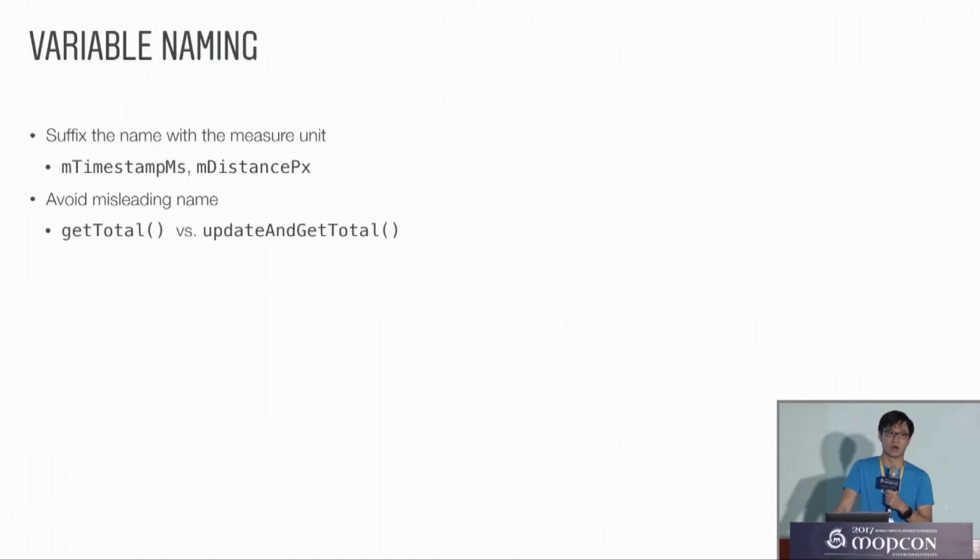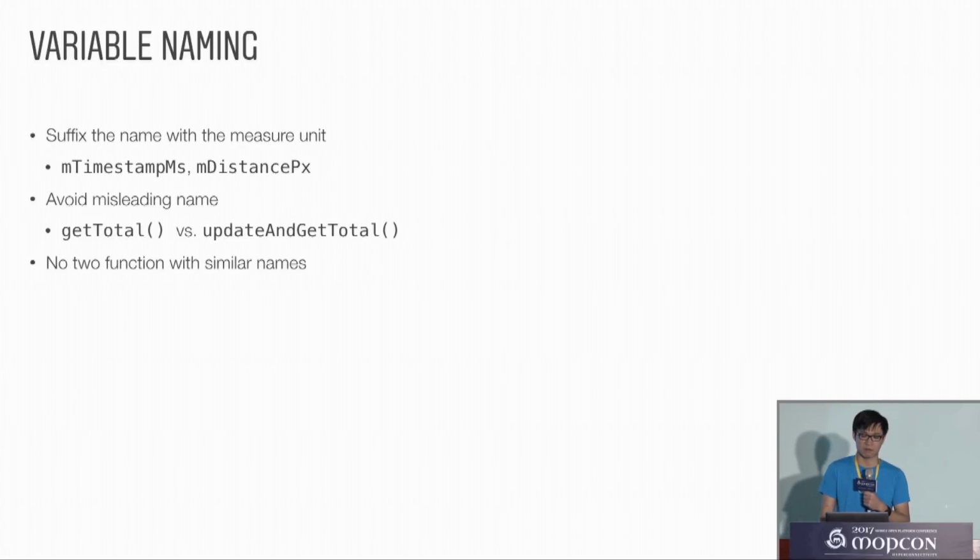For example, if you have a function called getTotal, and inside the getTotal function you try to update the total value, the member variable, that is a very confusing name, because you call it getTotal, you didn't tell me it's updating the total. So people would call it multiple times and figure out later the state of the object changed. So if you are updating the total inside the function, then just call it updateAndGetTotal. Then at least it's clear. People will call it with some concern in mind.